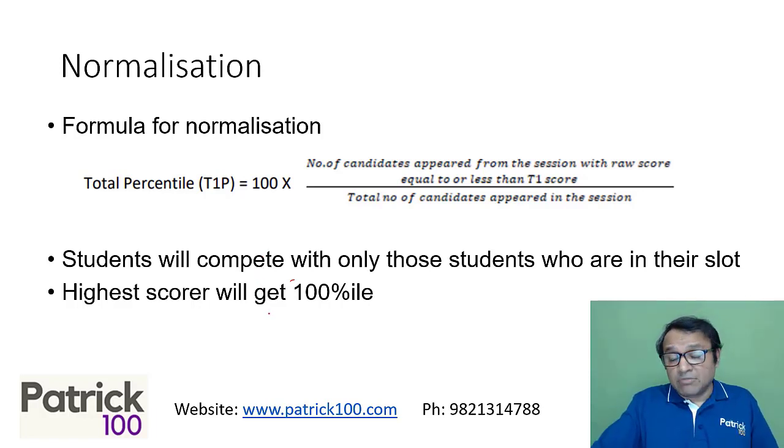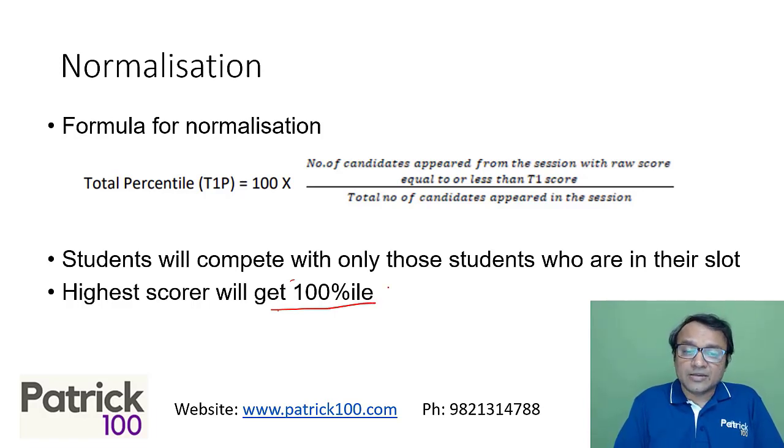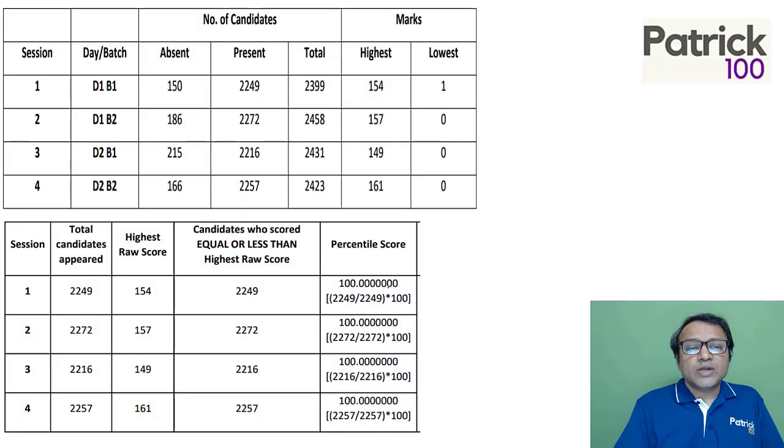Also, one more thing not done before in CET is that the highest percentile will be 100 percentile. So all the toppers of every slot will get 100 percentile. So let's try to understand.